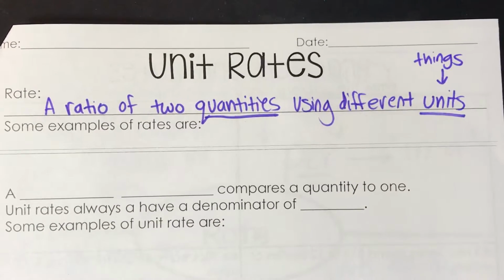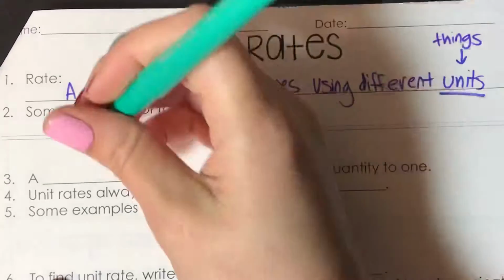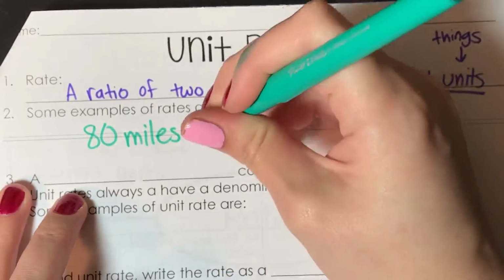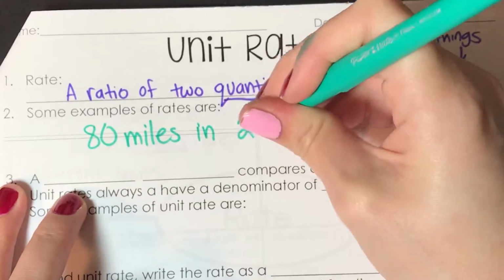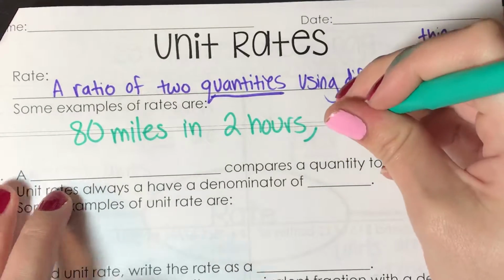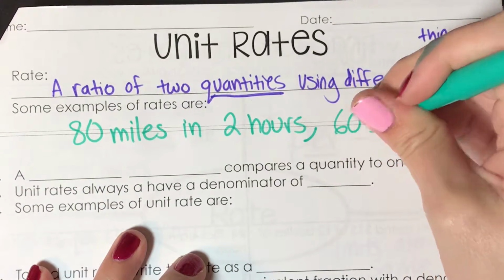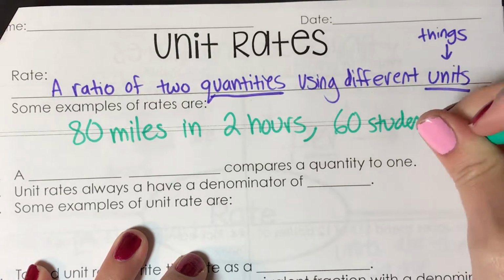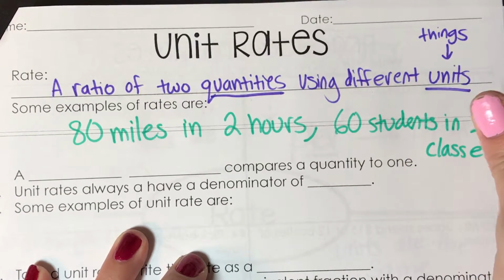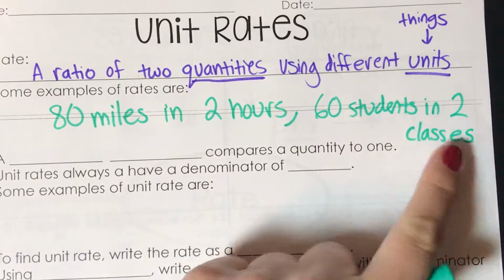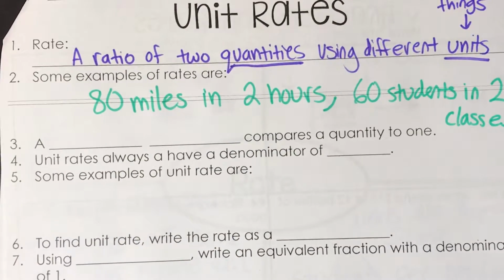Some examples of rates are like 80 miles in 2 hours, or 60 students in 2 classes. So I'm comparing miles to hours, students to classes. I got 2 different units.